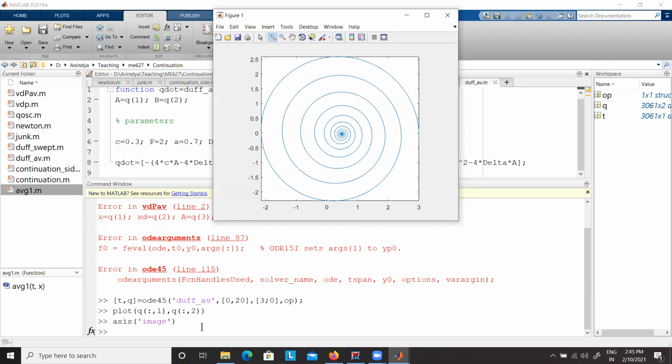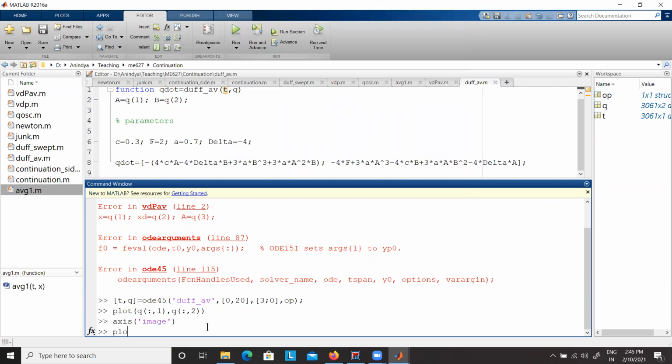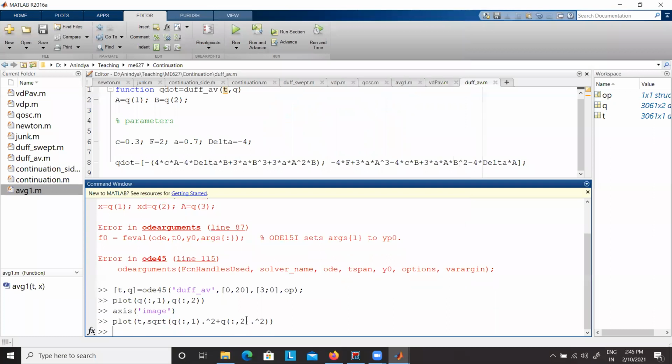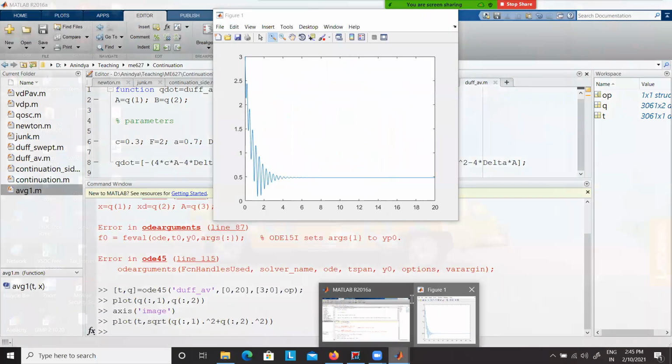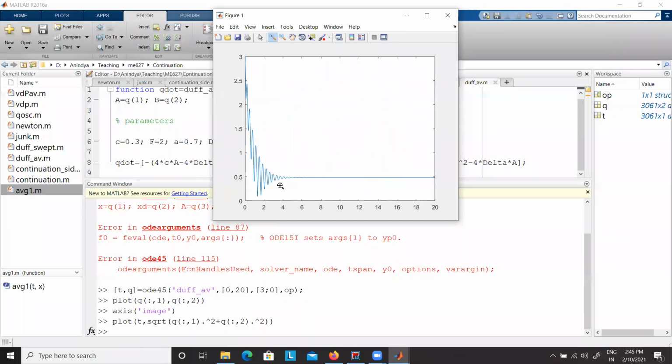What is the amplitude of the solution? The amplitude of the solution is square root of a square plus b square, right? So if I plot square root of q1 square plus q2 square, this is the time series of the amplitude. You see, what the amplitude is doing is it is showing some oscillation and settling at 0.5.